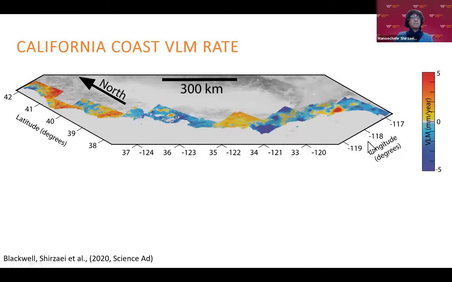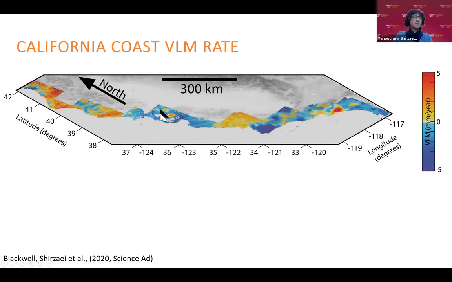So here I show you the final results, which is the vertical land motion. The negative or blue color indicates subsidence, and the red or warmer color is upward. So you can see Southern California is mostly subsiding, and the center part also undergoes subsidence. And we have some uplift in the north, which is the uplift due to Cascadia.